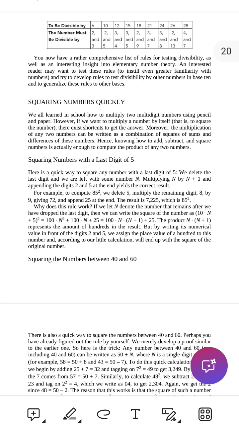Another example to practice, 35 squared. Let's try this again with 35 to make sure we've got it. Step 1, remove the last digit 5. You're left with 3. Step 2, multiply 3 by the next number, 4. 3 times 4 equals 12. Step 3, add 25 at the end. So the answer is 1225. Therefore, 35 squared is 1225.